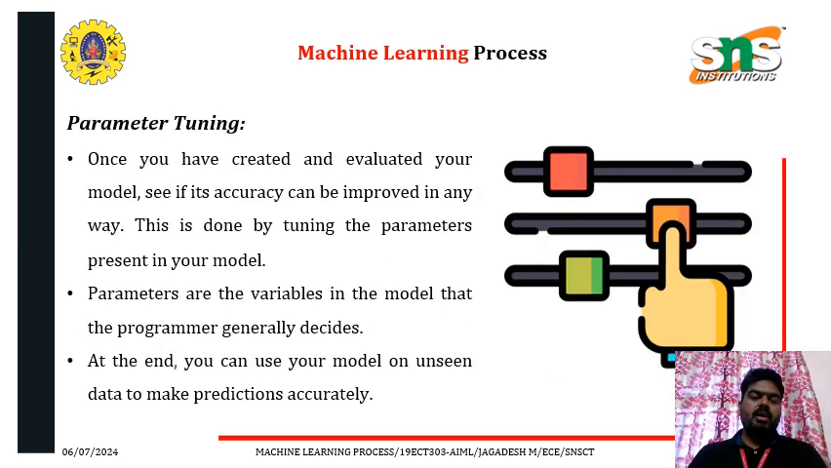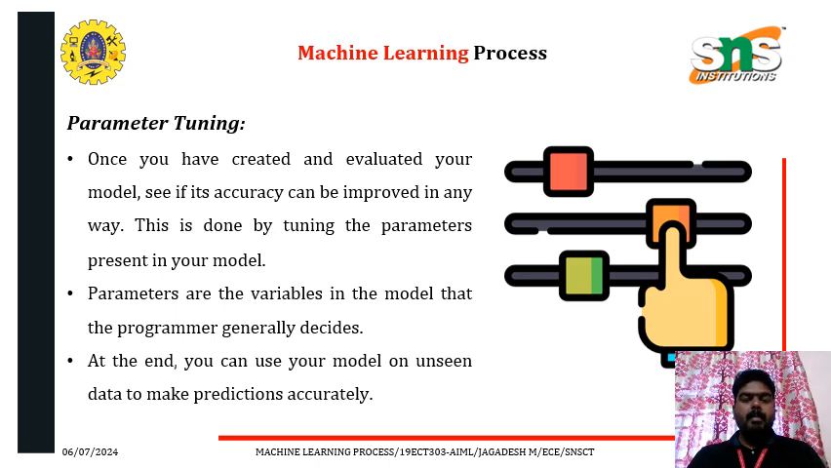And the next one is parameter tuning. Once you have created and evaluated your model, see if its accuracy can be improved in any way. This is done by tuning the parameters present in your model. Parameters are variables in the model that the programmer generally decides. At the end, you can use your model on unseen data to make predictions accurately. So this is the final step of your machine learning process.